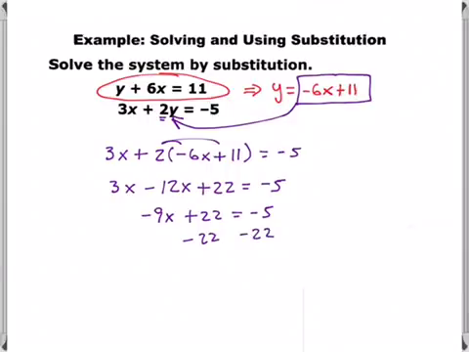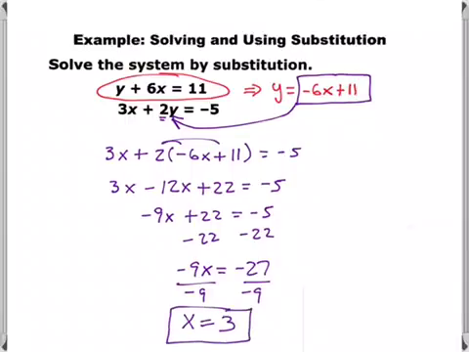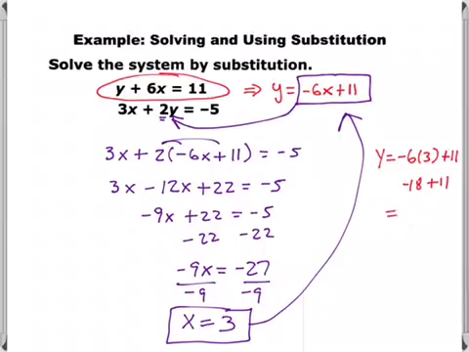Subtract 22 from both sides. We've got negative 9x equals negative 27. Divide by negative 9. And you get x to be 3. Now that I know what x equals, I'm going to plug it in order to solve for y. So I've got y equals negative 6 times 3 plus 11. Well, negative 6 times 3 is negative 18. Plus 11 gives us y equals negative 7. So our ordered pair here is 3, negative 7.